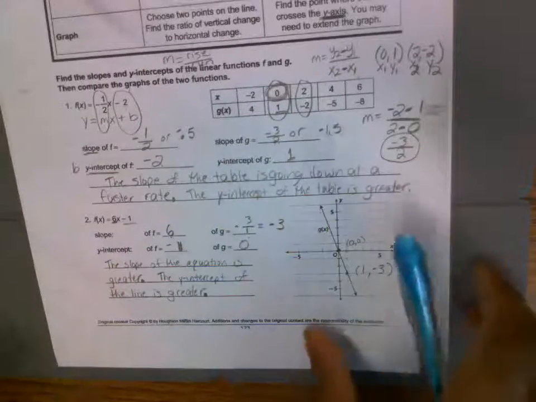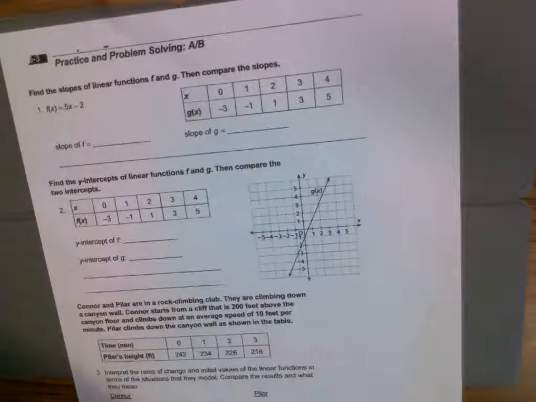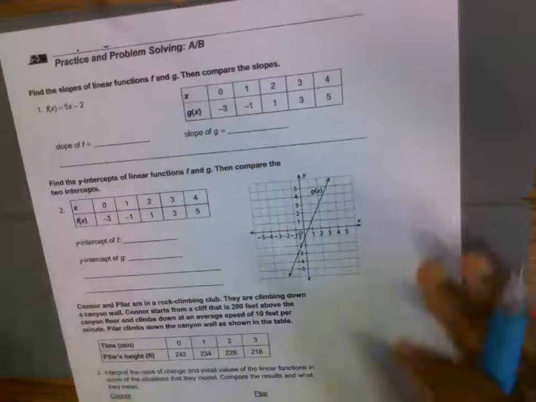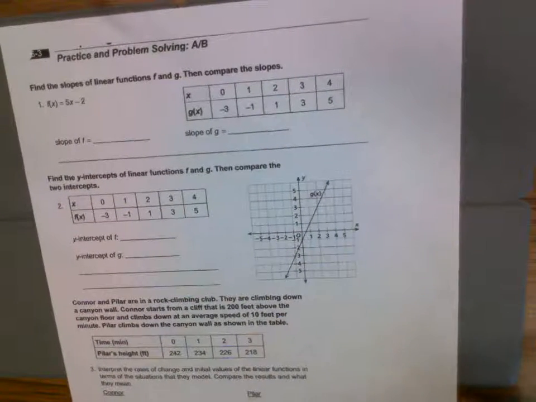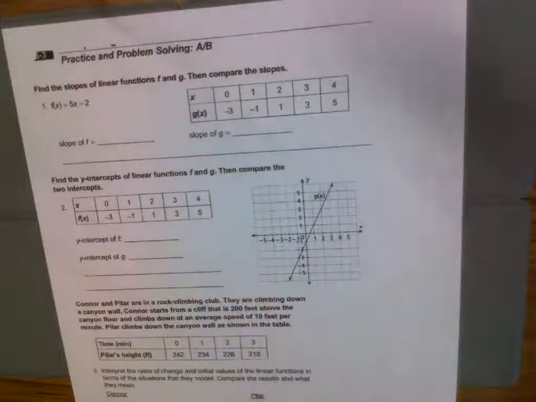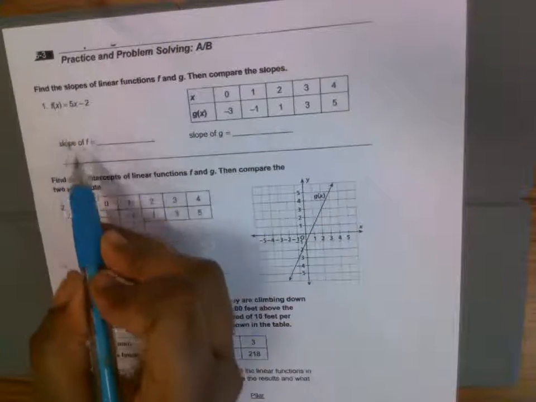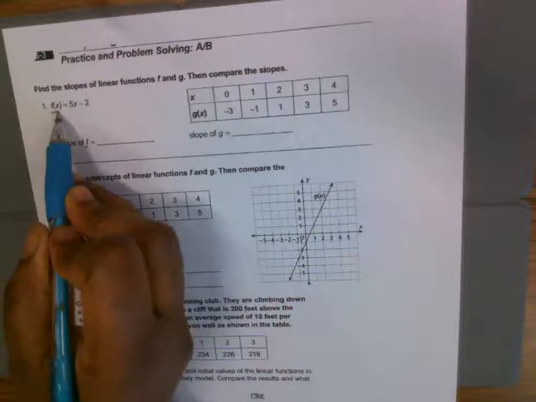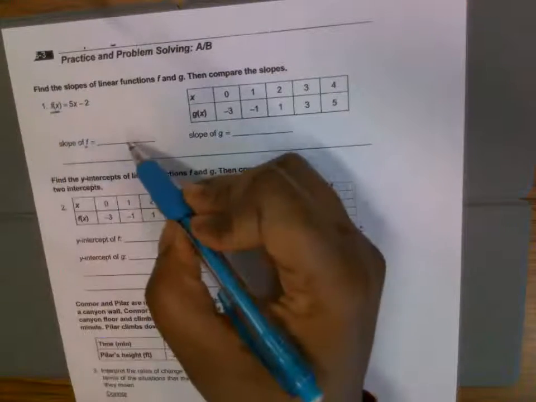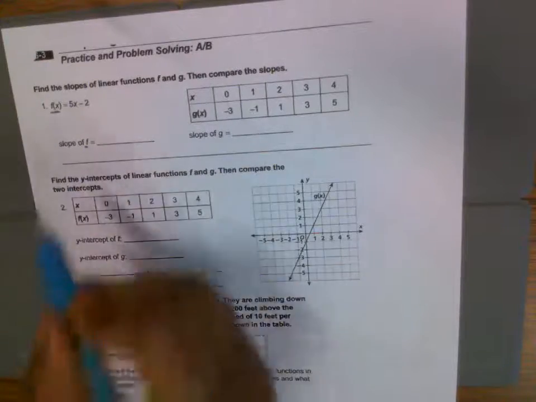All right, we're going to do one more, and then we're going to go to iReady. All right, so let's do this one. It says find the slopes of the linear functions f and g, then compare the slopes like we've been doing in the previous problems. So the slope of the equation, because we're saying f first, this is the f of x function. What is the slope of this equation? Can anybody tell me what the slope of the equation is?